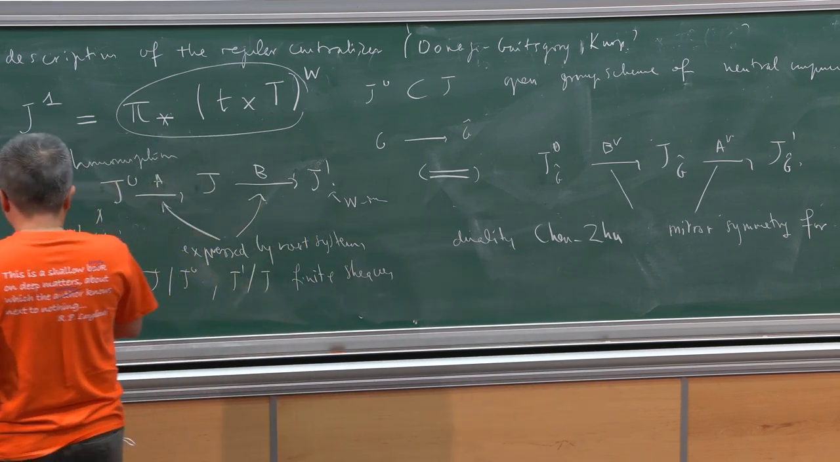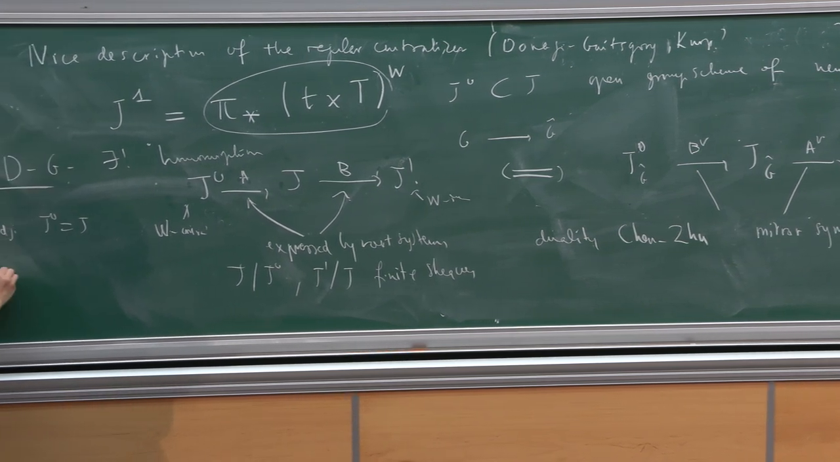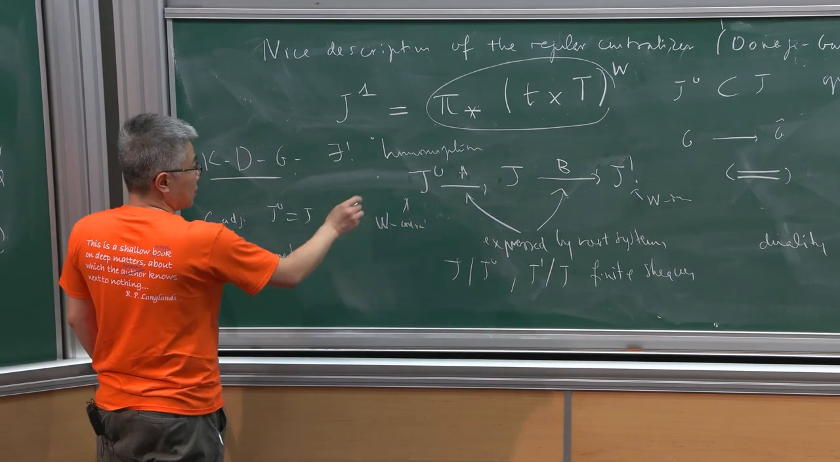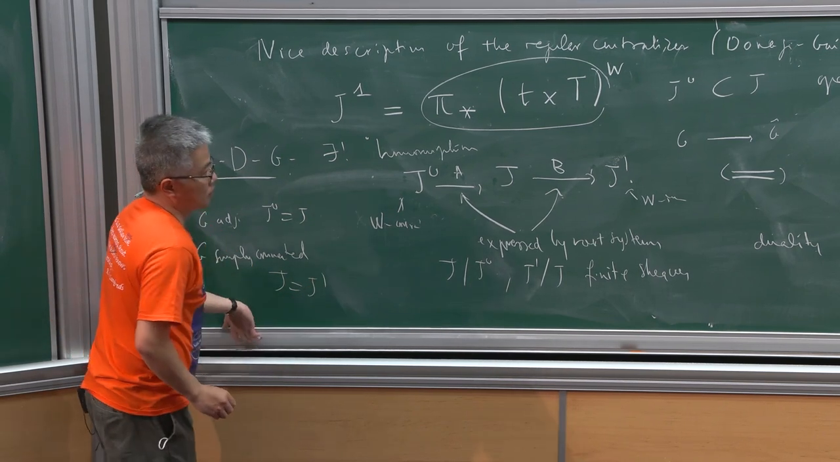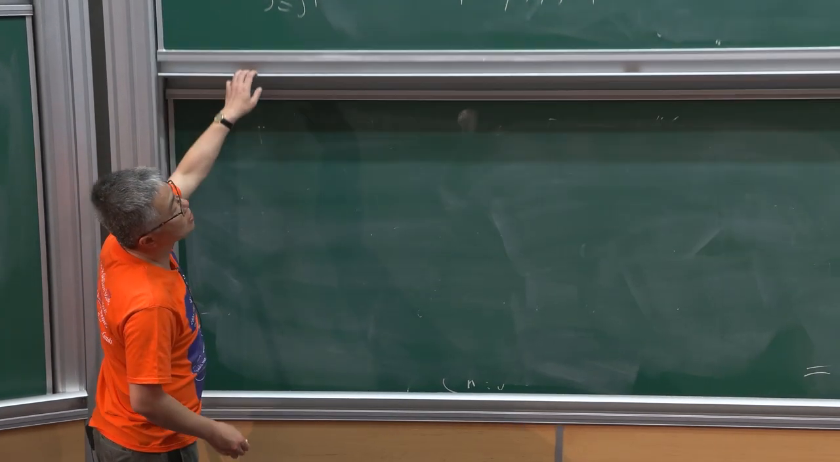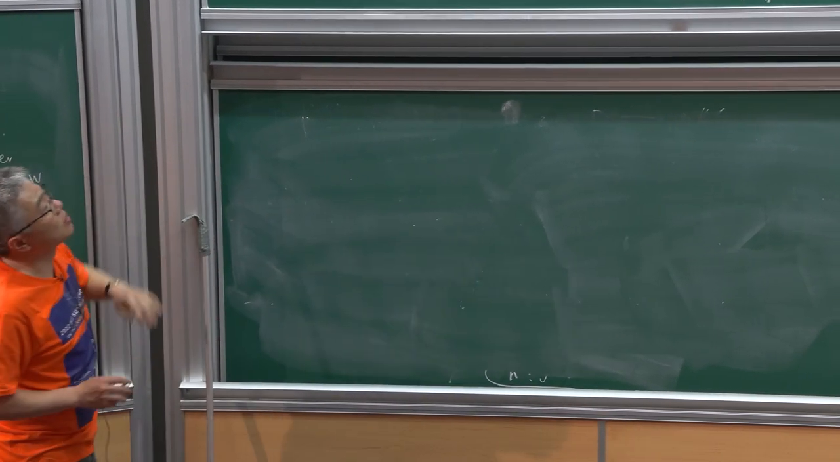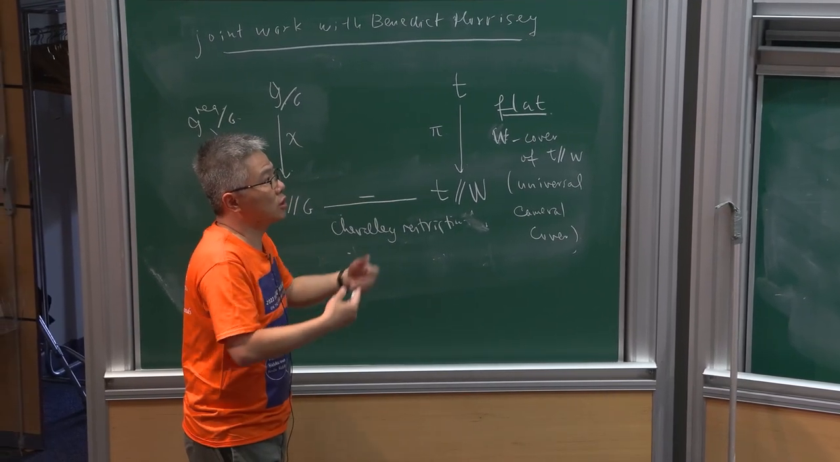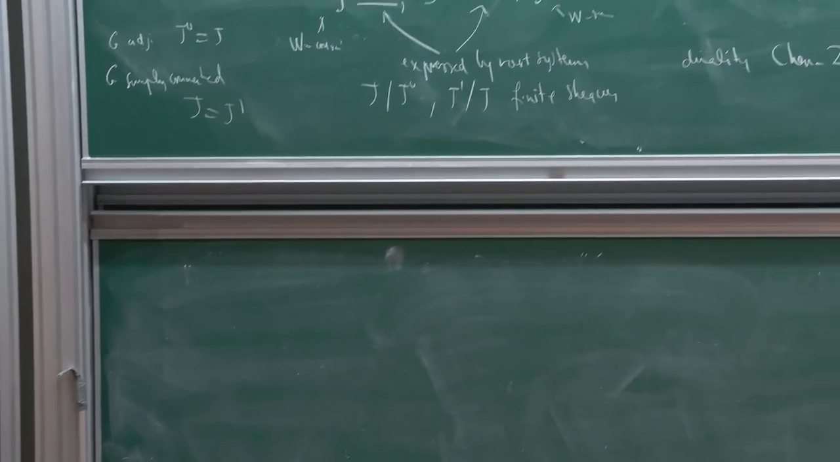Right? So let me write it down. If G is adjoint, then J0 equals J. And if G is simply connected, then J equals J1. All right, so this is one thing, this mirror symmetry thing, and to be very precise, mirror symmetries, and that is the basic piece of information you put in to feed into the periodic integration machine. All right.